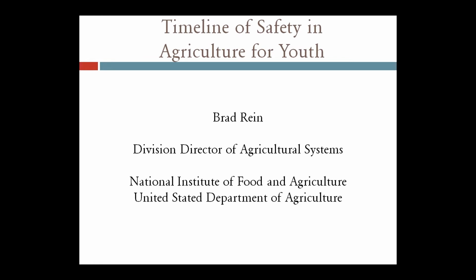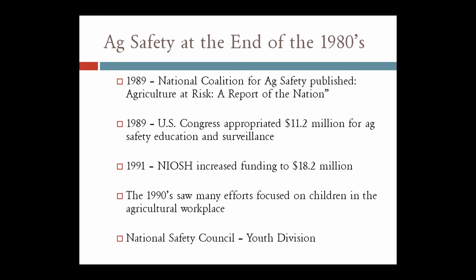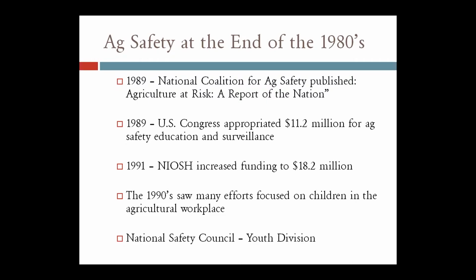Next slide. We've already touched on a couple of these. Again, we mentioned that the Congress appropriated funds to NIOSH. That funding increased up to about $18.2 million. I think it's important to note that NIOSH put out mostly competitive grants as well as some internal types of operations. But I know the Extension Service was a recipient through one of the earlier programs, the Ag program, that was actually, I think, managed by David Hart, who's in our audience. In the 90s, we saw many efforts to focus on children in agriculture and the workplace, and then the formation of the National Safety Council.